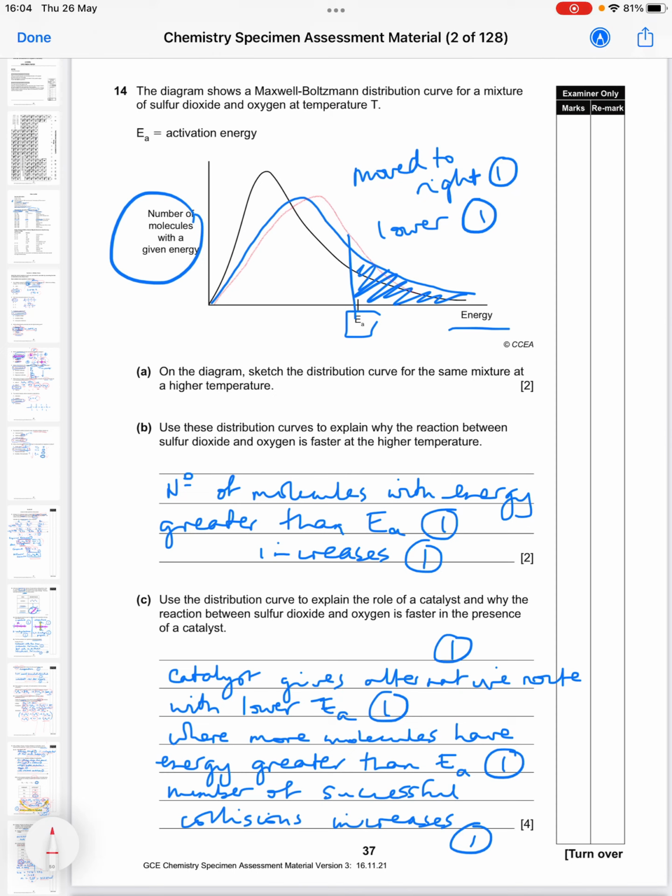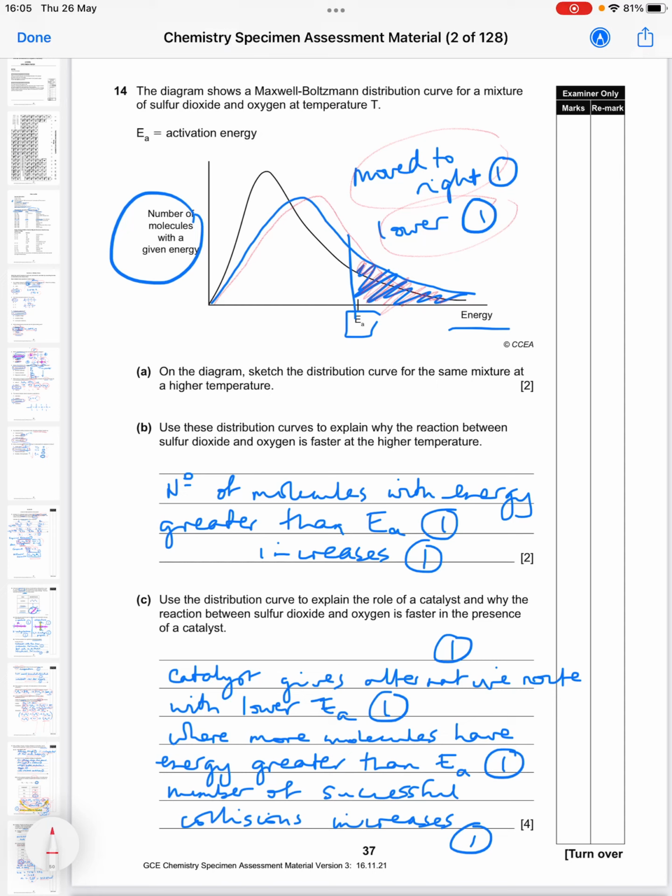So it says on the diagram, sketch the distribution curve for the same mixture at a higher temperature. So it's this curve here, which you get 1 mark for having it moved to the right, the hump moved to the right, and 1 mark for being lower. And then it says use these distribution curves to explain why the reaction between sulfur dioxide and oxygen is faster at the higher temperature. So you'll see I've shaded in the area under the graph, and that's just to show that the number of molecules with energy greater than the activation energy increases.